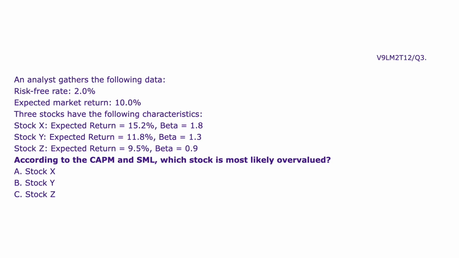An analyst gathers the following data. Risk-free rate 2.0%, expected market return 10.0%. Three stocks have the following characteristics. Stock X, expected return equals 15.2%, beta equals 1.8. Stock Y, expected return equals 11.8%, beta equals 1.3. Stock Z, expected return equals 9.5%, beta equals 0.9. According to the CAPM and SML, which stock is most likely overvalued?